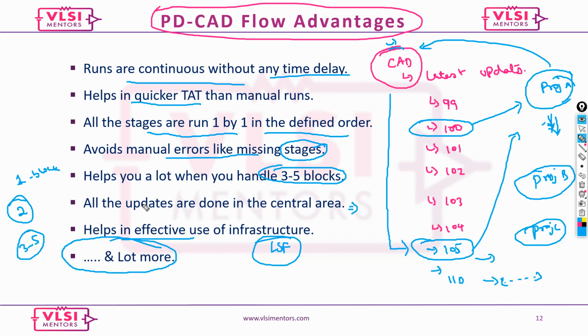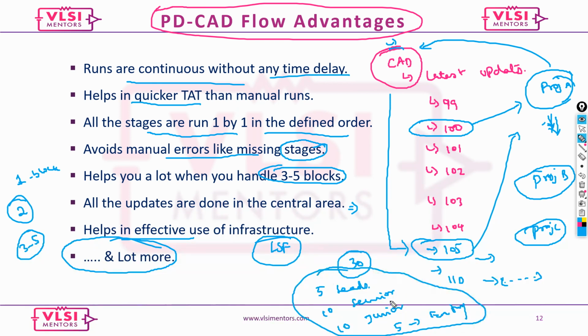And remember, why do we need a flow? When I have 30 people working in a project, I may have 5 leads, 10 senior resources, another 10 junior resources with less than 3 years of experience, and another 5 entry level. Now all would be given blocks, and each of them would be working on it.